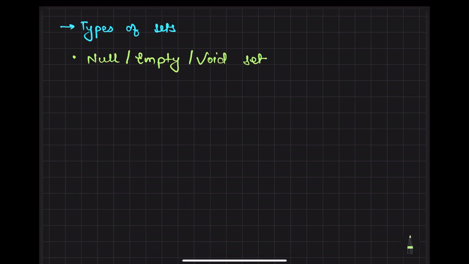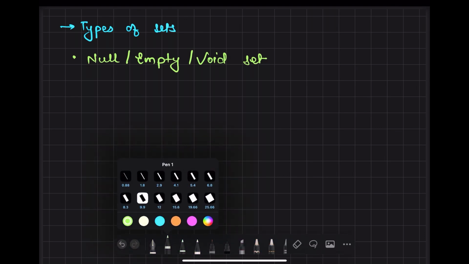So in this part we will understand various types of sets. First set is null, empty, void set. Okay, so first try to understand what is null set, empty set, void set. All these things are same.